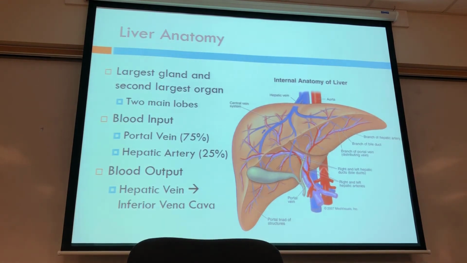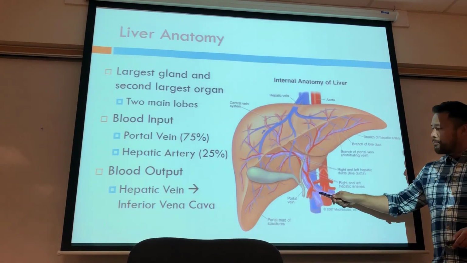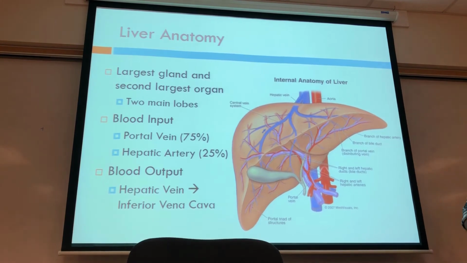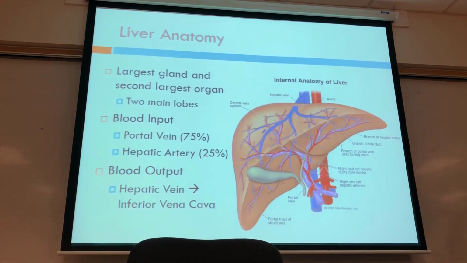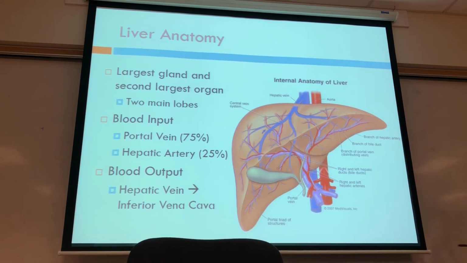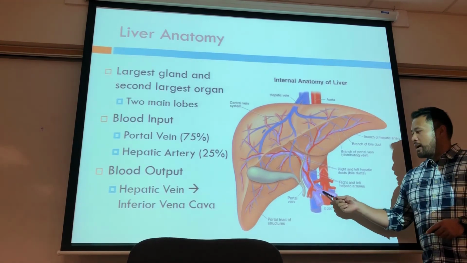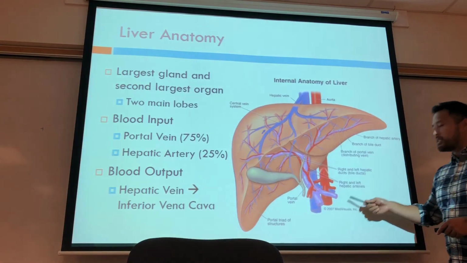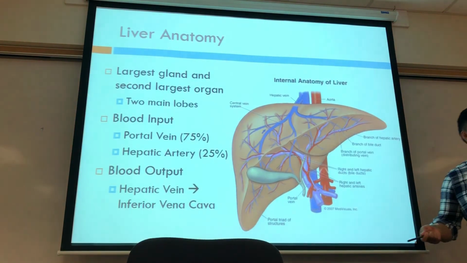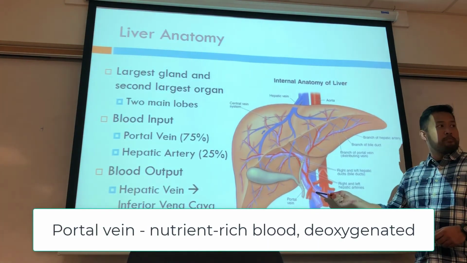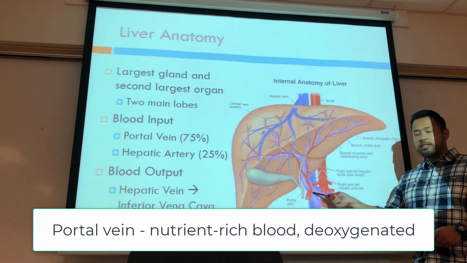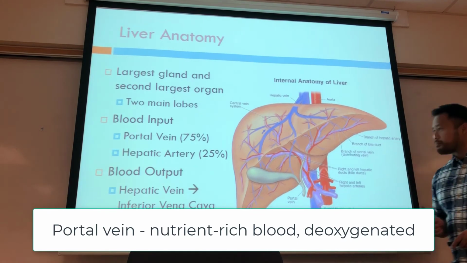The first of the inputs comes in from the portal vein. And this portal vein is a light purple, because it is actually a bit of a mix of oxygenated blood with deoxygenated blood. It's coming in from the veins and capillaries that surround the small intestine. So this portal vein is going to have nutrient-rich, but deoxygenated blood.